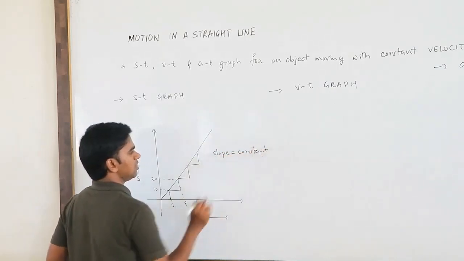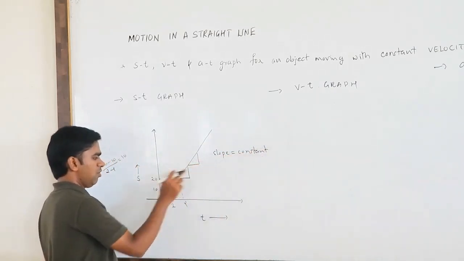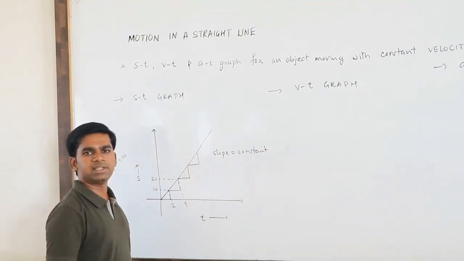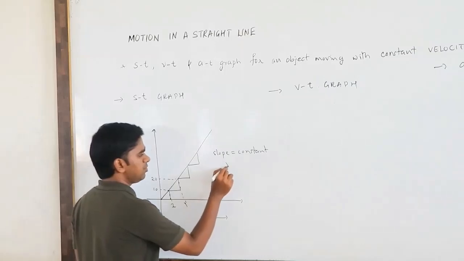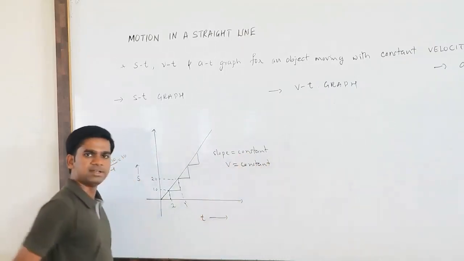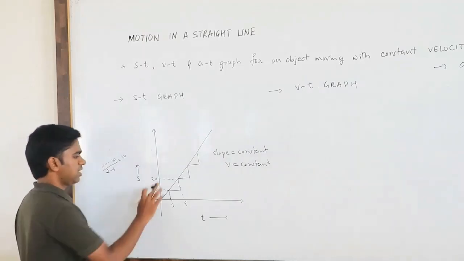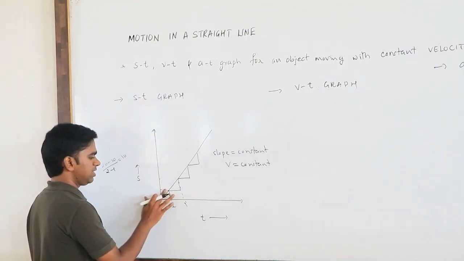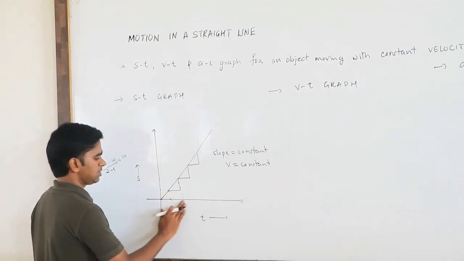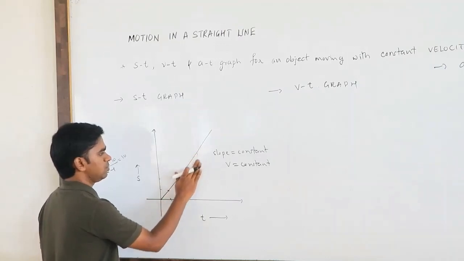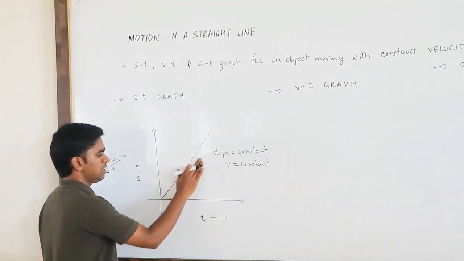Slope is constant. And we know, remember from previous classes, slope of position time graph gives you what? Velocity. So velocity is going to be constant. So this is the graph of position time when object is moving with some constant velocity. This is the graph you have to show for constant velocity.